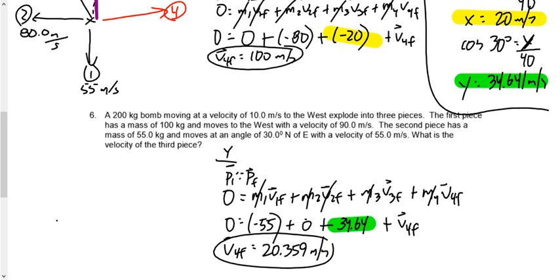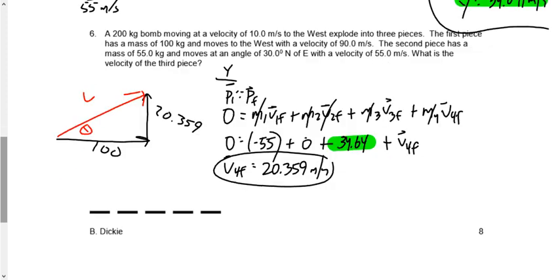100 to the right, 20.359. Solve for V, solve for theta. This is what we could theoretically send down to Math 10-1, and they would tell us that I would solve for V using the Pythagorean theorem, get a value of 102, and solve for theta using the tan function, and we get 11.5 degrees.